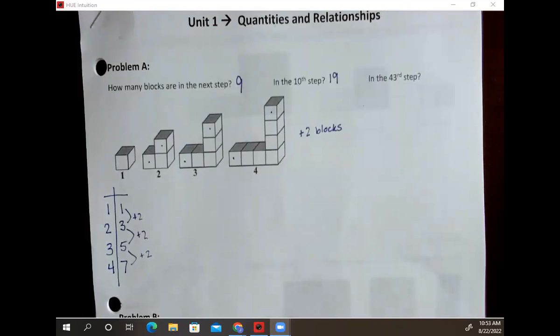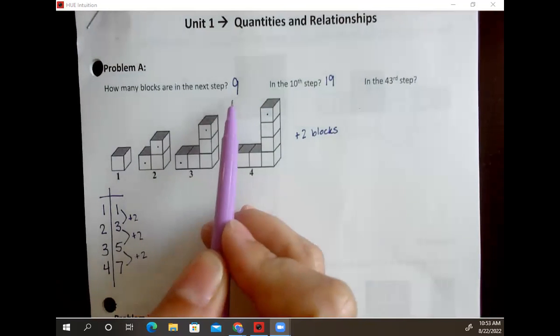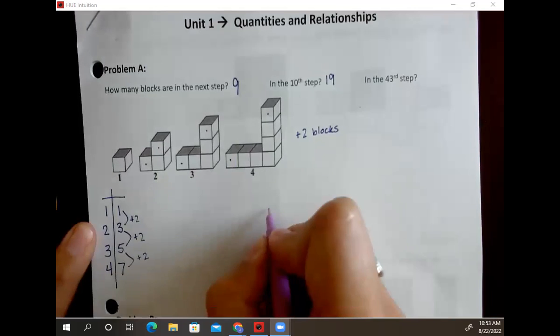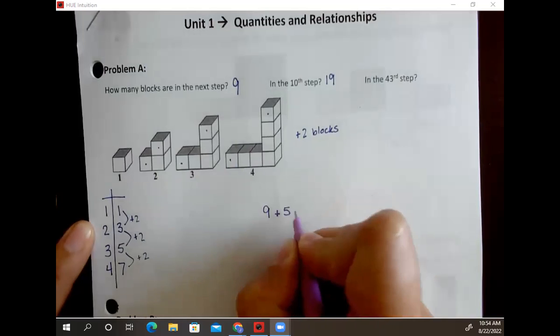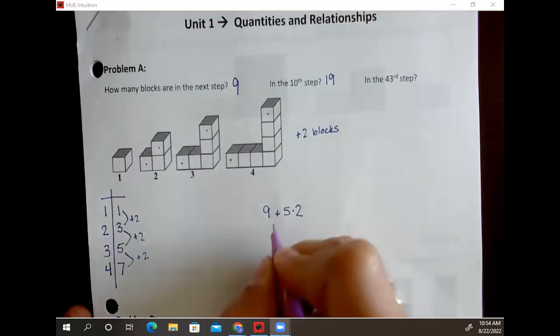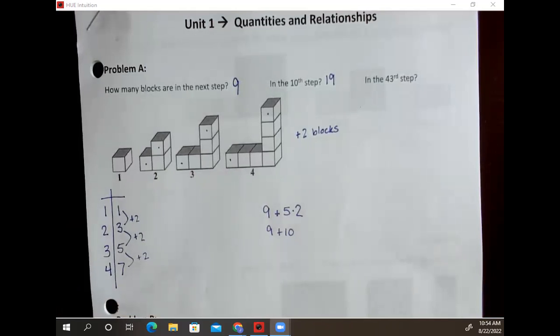So what you said is, I know I have to go 5 more steps, right? We know step 5 has 9 blocks. I need to go 5 more to get to step 10, right? And I'm going to add 2 each time. Well, how do we shorten adding a bunch of times? We can multiply. So we could take where we were at with our 9 blocks and add on the 5 more steps we need to go, where we're adding on 2 more blocks each time. That will work. So this would give us 9 plus 10, which would be 19. That would absolutely work.